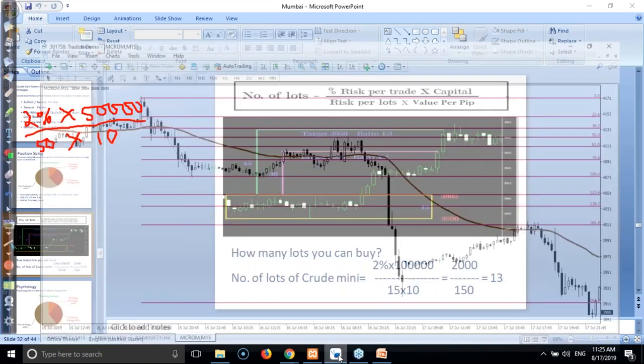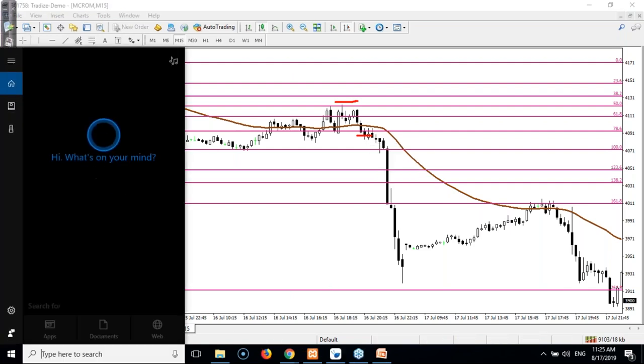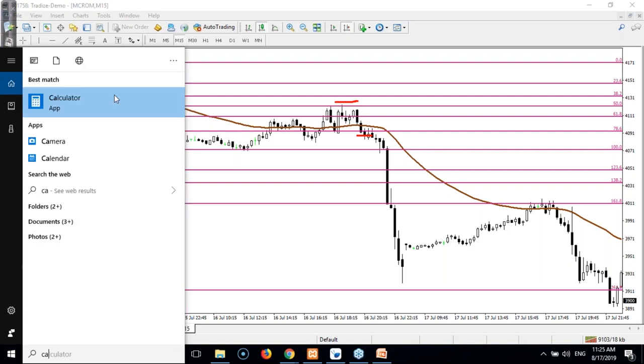Now you can see, this is our formula. This is our entry point, and this is our SL. Here we have seen 40 points showing SL. So let me calculate here how many lots we can buy.